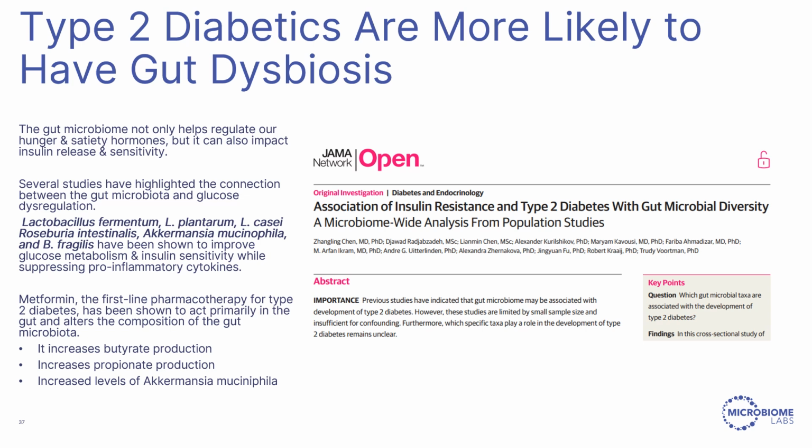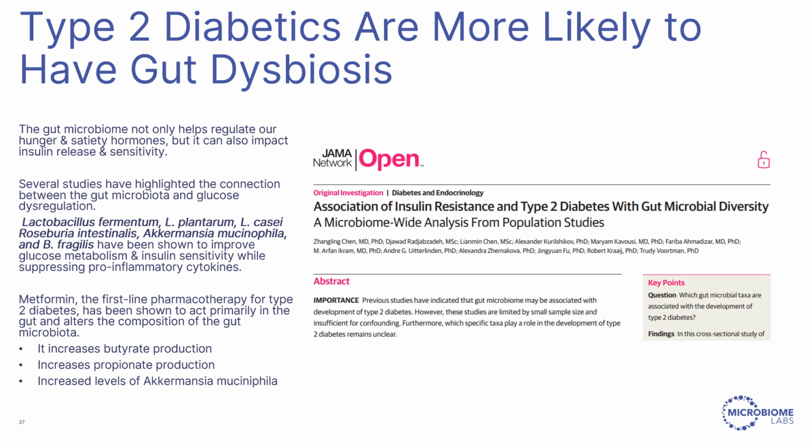Now, these groups of bacteria are important because they have been shown to improve glucose metabolism and insulin sensitivity while suppressing pro-inflammatory cytokines that tend to be present and overexpressed in the presence of lipopolysaccharide. Now, interestingly enough, researchers have found that metformin, which is the first-line pharmacotherapy for type 2 diabetes, has been shown to act primarily in the gut and alters the composition of the gut microbiota.